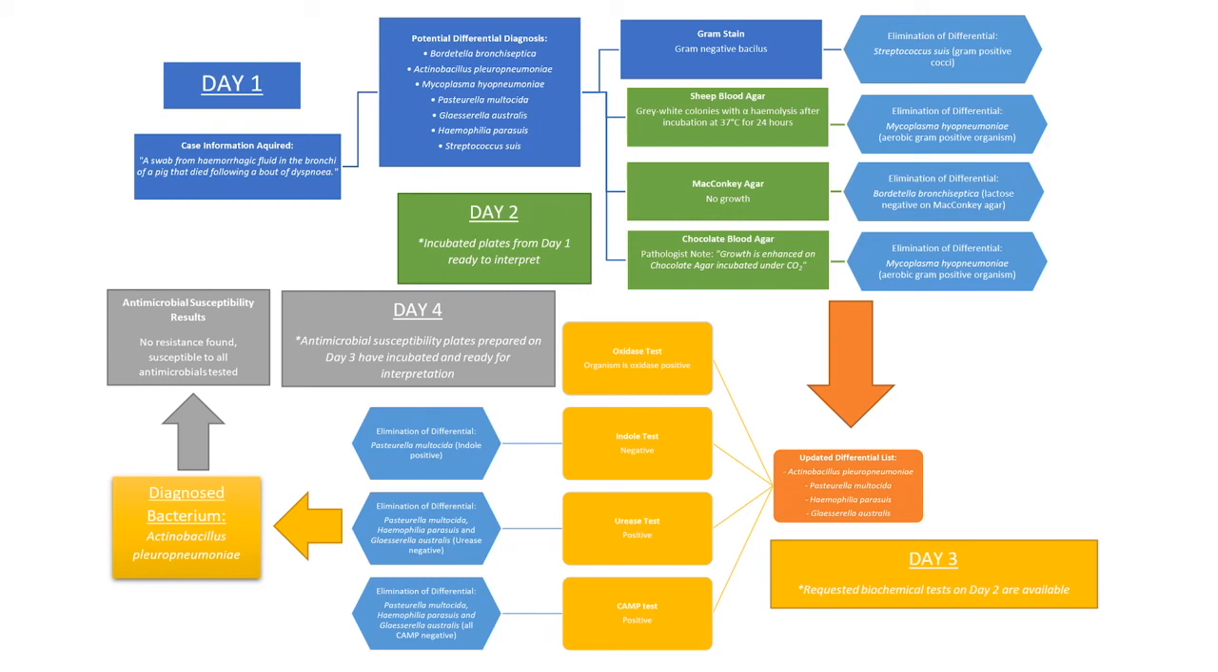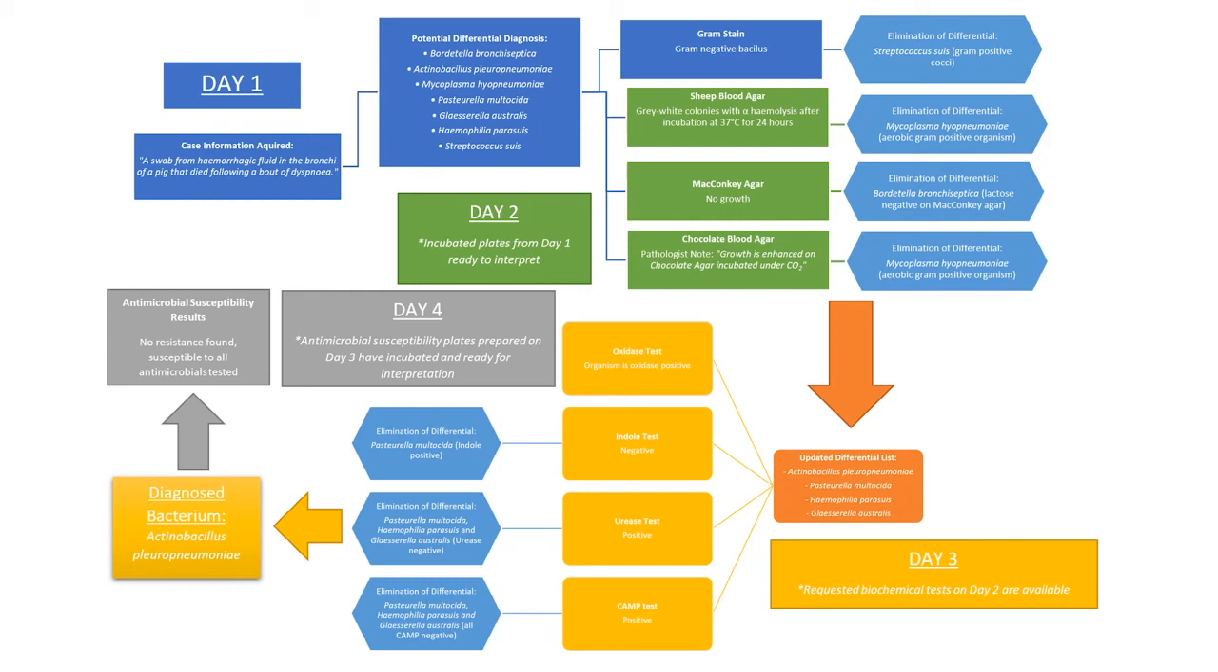On our urease test, we got positive, which eliminated Pasteurella multocida, Haemophilus parasuis, and Glaesserella australis. They were all urease negative. On our CAMP test, we got positive, which once again eliminated Pasteurella multocida, Haemophilus parasuis, and Glaesserella australis, which were all CAMP negative. Based upon these tests, the only organism that it could be was Actinobacillus pleuropneumoniae.